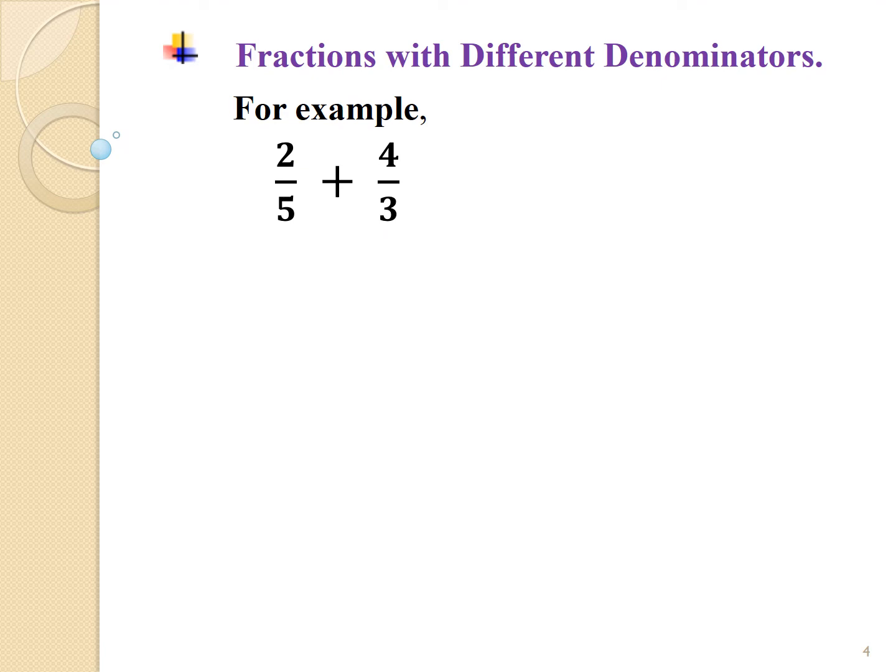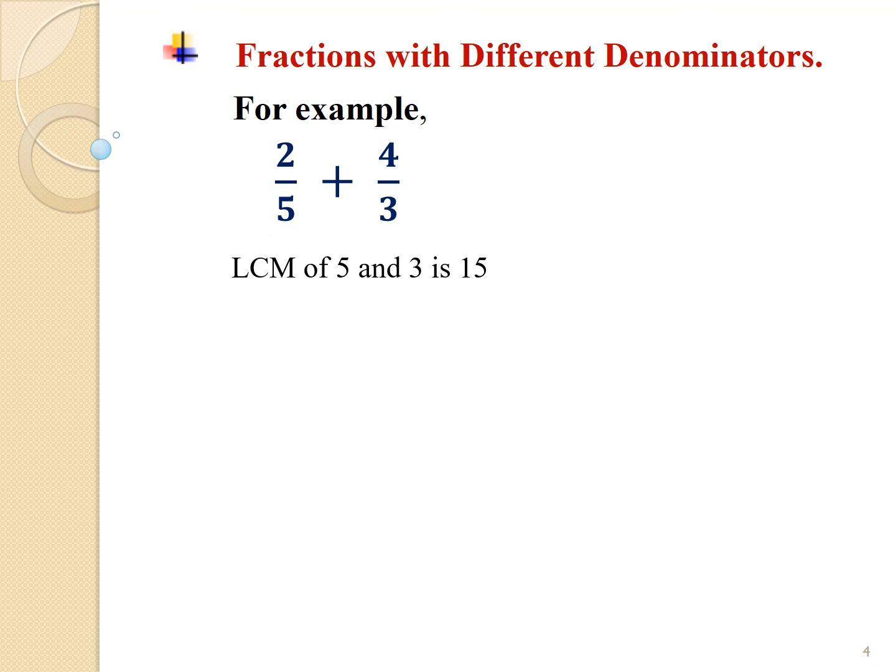Now, case 2. Fractions with different denominators. For example, 2 upon 5 plus 4 upon 3. Students, look at the denominators. Denominators are not the same. So, we have to find the LCM of the given denominators 5 and 3. Thus, the LCM of 5 and 3 is 15.